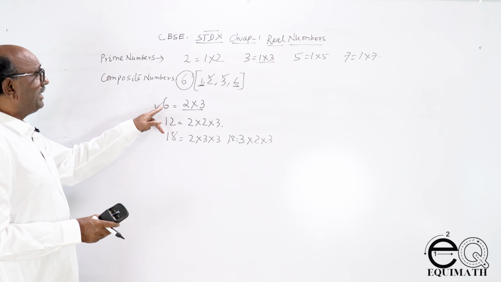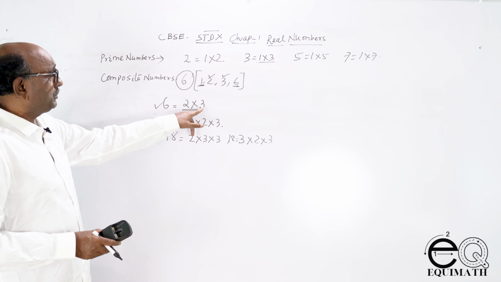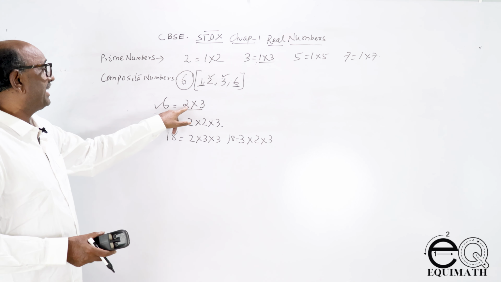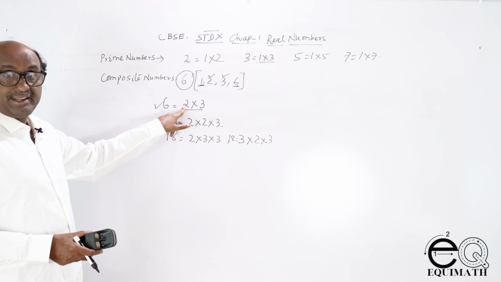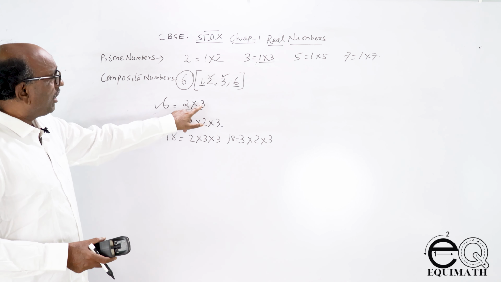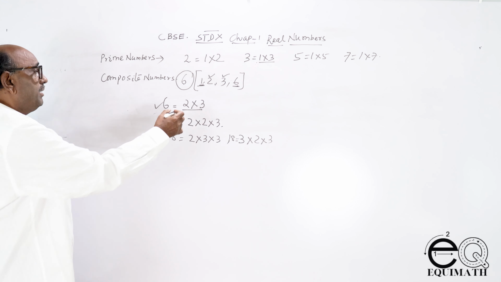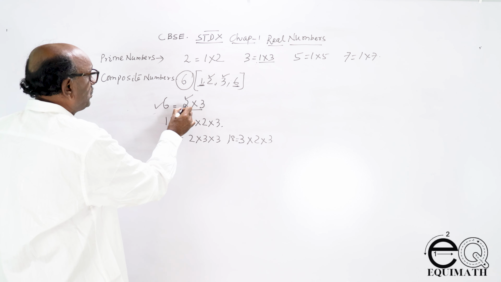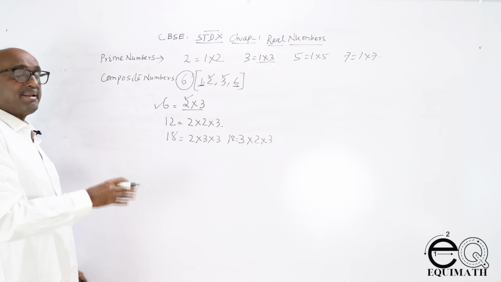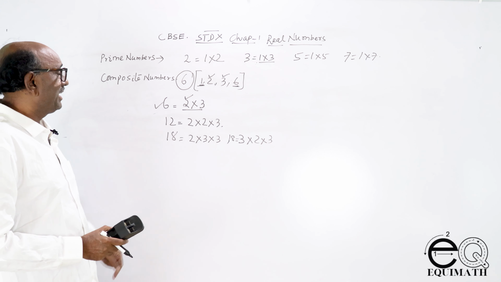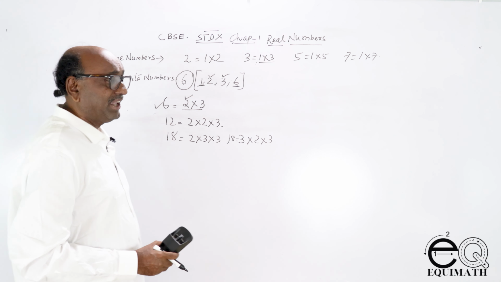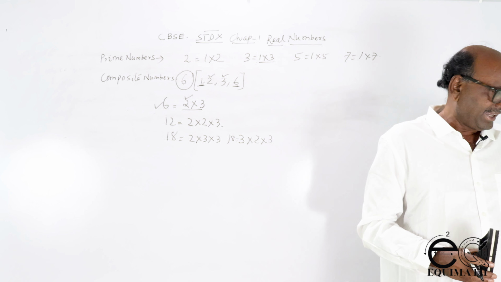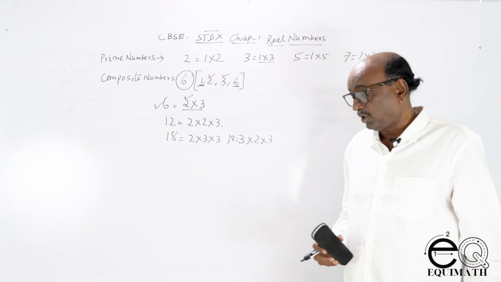That means you can only write 6 as 2 into 3, except for the order of the prime factors. You can write 2 into 3 or 3 into 2, but you have to write it as a product of the prime numbers 2 and 3. This is the fundamental theorem of arithmetic. So what is the fundamental theorem of arithmetic?